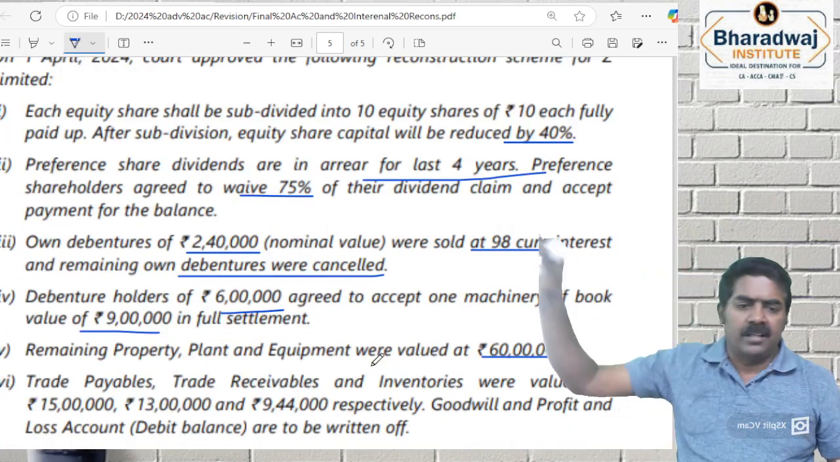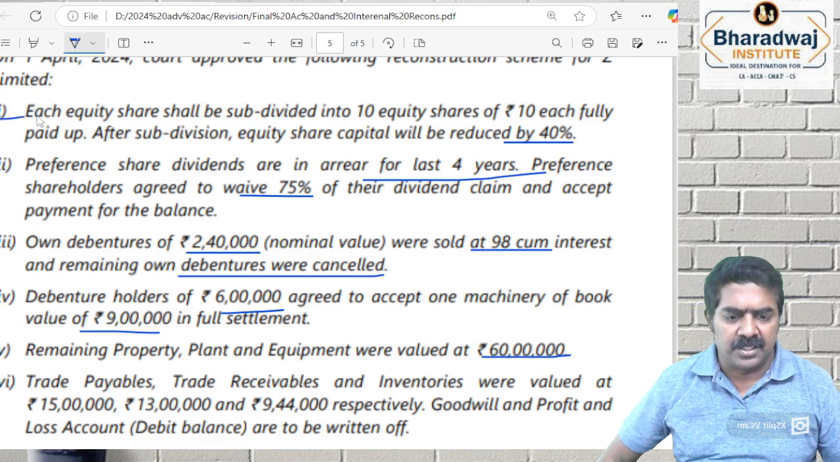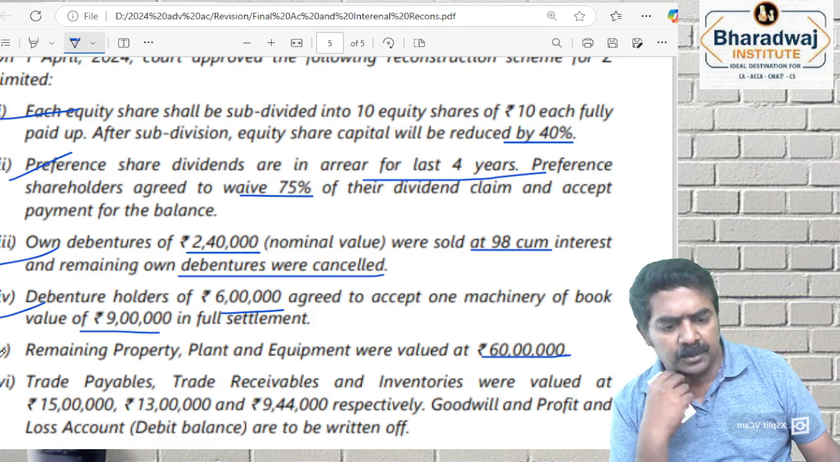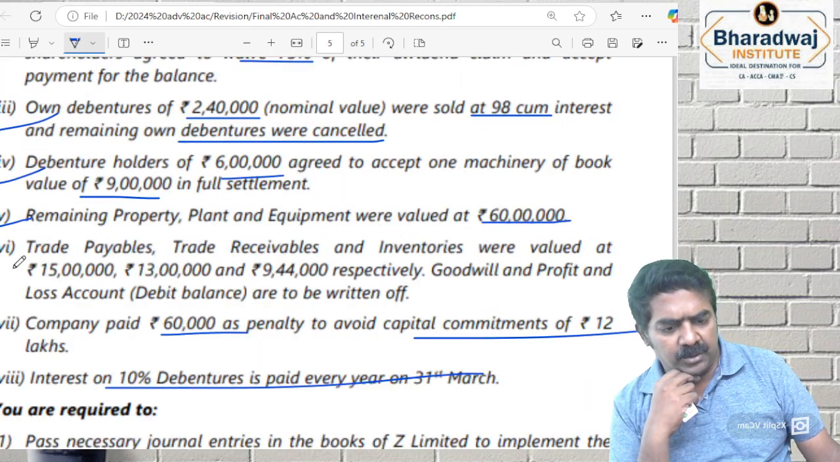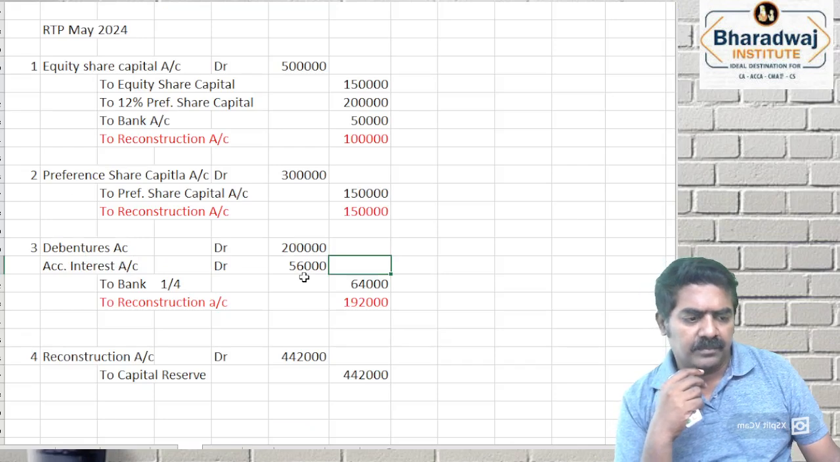I request you to try entries in the same order in which adjustments are given. First equity shares, then preference shares, then selling own debentures, debenture holders taking the machinery, then revaluation of freehold property, adjustment for current assets, capital commitments paid, then of course interest. You think and work out. Try it.